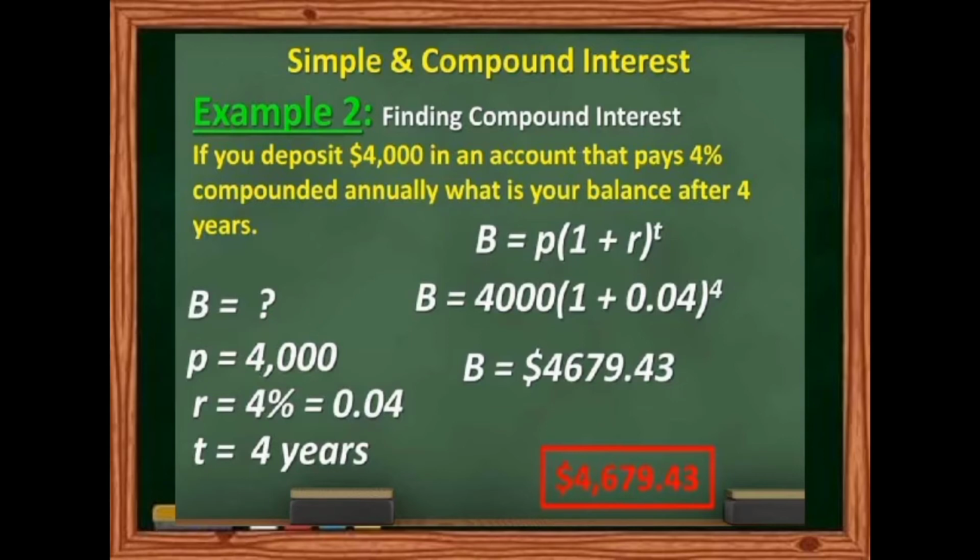So B equals 4,000 quantity of 1 plus 0.04 raised to the time or T. In the problem, our time is 4. If we compute it, we will get an answer of 4,679.43. That is the balance after 4 years.